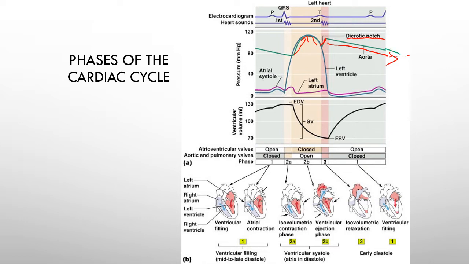So it's going to fall down, and then the next contraction is going to cause it to go up again, and then we get another dicrotic notch from there as well. And so depending upon when those valves are opening and closing, determines where that pressure change is.